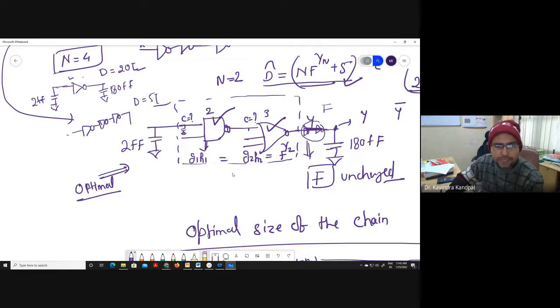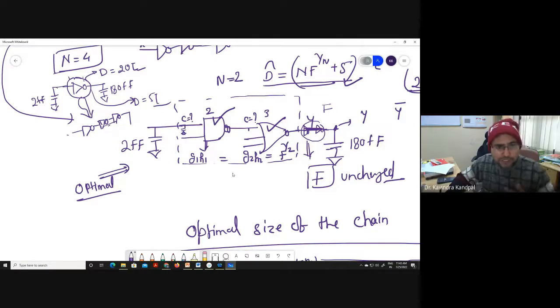So what we are trying to say is, it is not an optimal solution, though you have optimized this inverter and you are getting the least amount of delay, 20 tau. But if you had taken two more inverters here, this could have drastically reduced the delay, which we have already seen in our last examples. Yes or no?